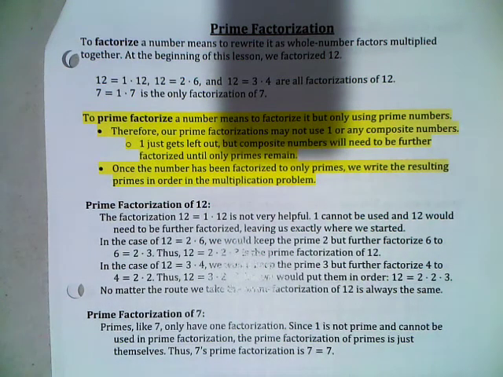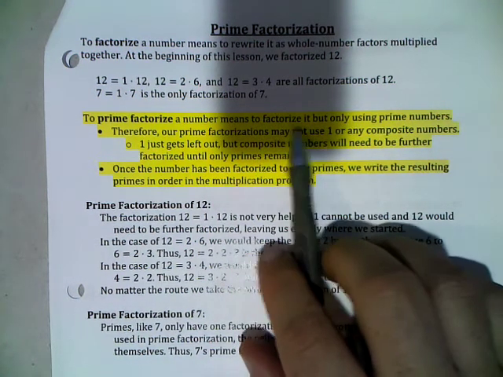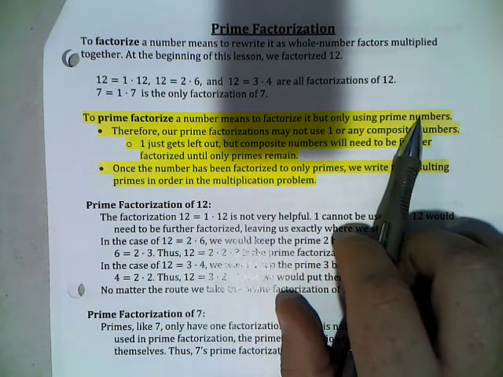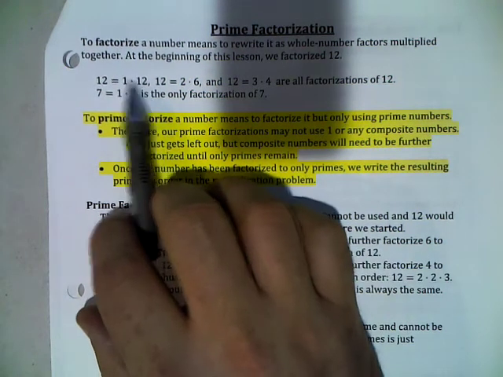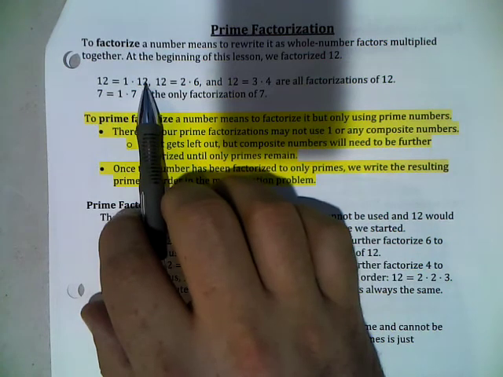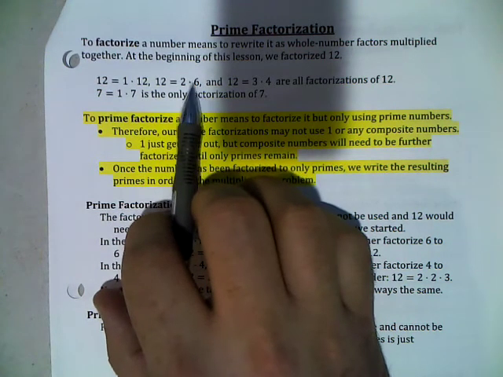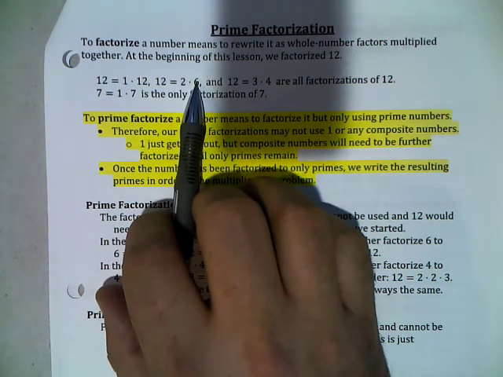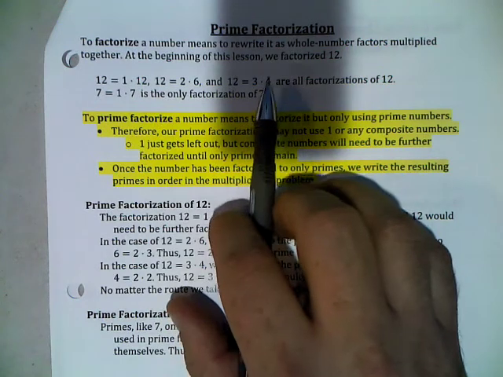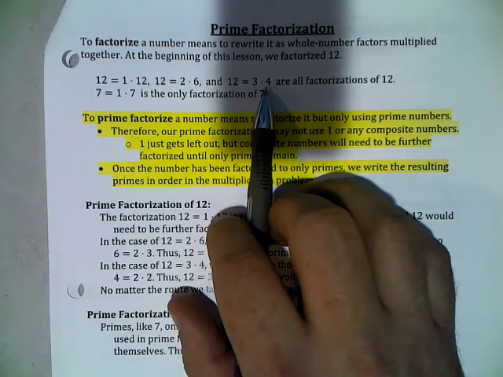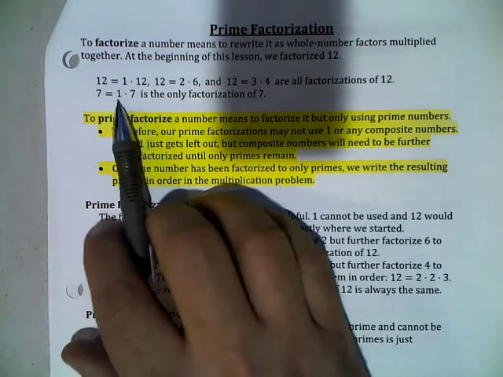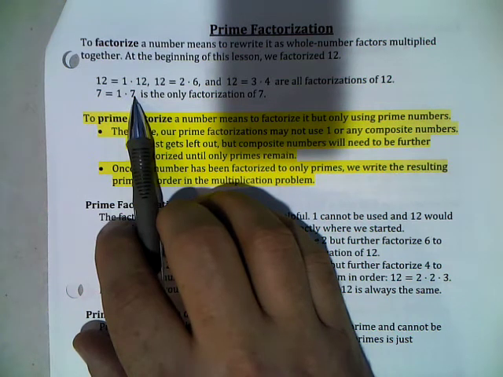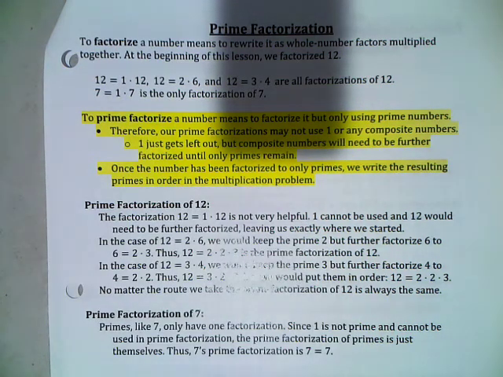So to prime factorize a number means to factorize it, but using only prime numbers. So this would not be prime factorized because 1 is not a prime and 12 is not a prime. This would not be prime factorized because 6 is not prime. The 2 is good, but not the 6. This would not be prime factorized because of the 4. 3 is okay, but 4 would not be. Down here, this would not be prime factorized because we're not allowed to use 1s because they're not prime numbers, but the 7 would be good. So let's see what to do to break this down completely.